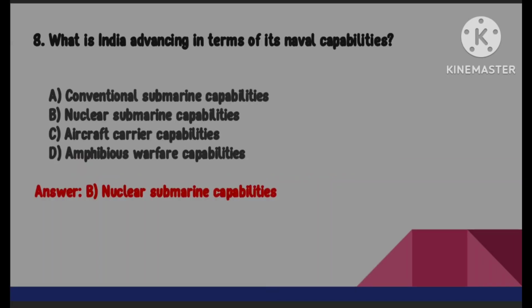Let's proceed with the next question. What is India advancing in terms of its naval capabilities? Option A, conventional submarine capabilities. Option B, nuclear submarine capabilities. Option C, aircraft carrier capabilities. Option D, amphibious warfare capabilities. And the right answer is option B, nuclear submarine capabilities.